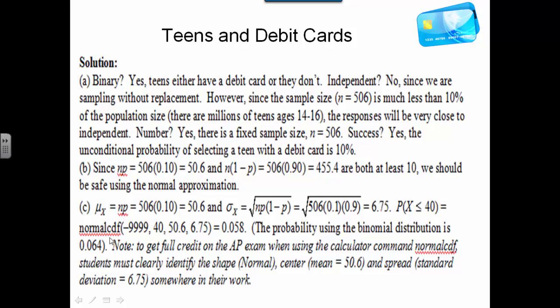So on this one, we use the graphing calculator, normal CDF, again, large number here, up to 40 since it's less than, mean 50.6, standard deviation 6.75, it's 0.058. Note, to get full credit, we must use the calculator command. You have to clearly identify the shape, center, and spread somewhere in your work.